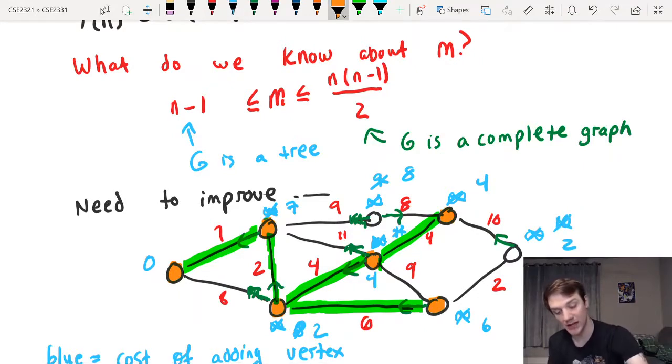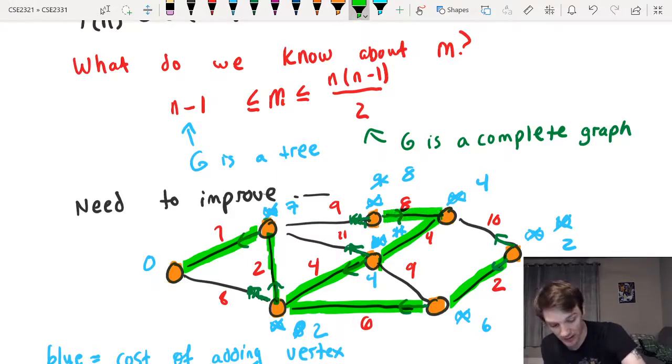Add the minimum weight edge. Minimum weight edge is 2 now. Add it to the graph. And then I only have one white vertex left, and its cost is going to be 8. So I add it using the correct edge.